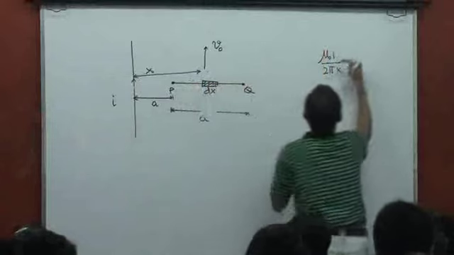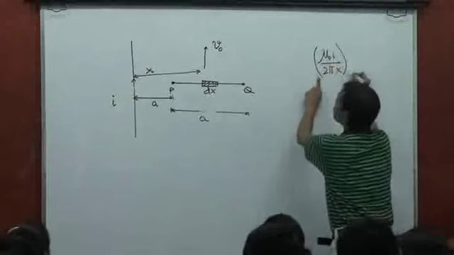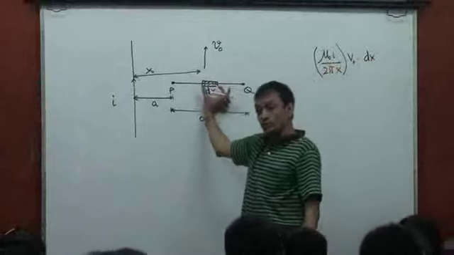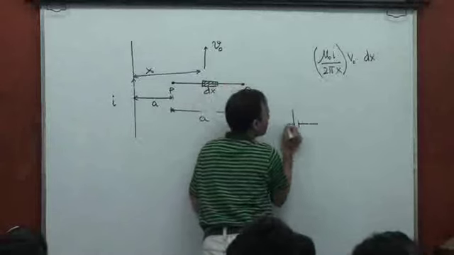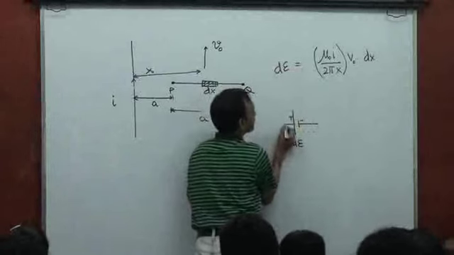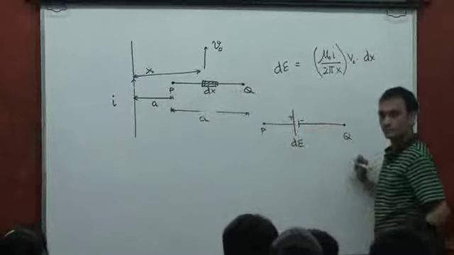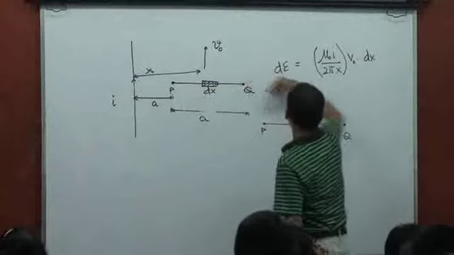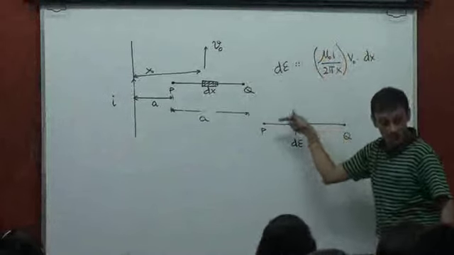What source of EMF? This is B into V into L. B V L is the EMF contribution made by this, right? And the polarity of EMF, d epsilon, is like this. This is the d epsilon that it contributes. This element contributes d epsilon leftwards, right? All elements starting from x equal to a to x equal to 2a will make a contribution of this kind with the same polarity, right?